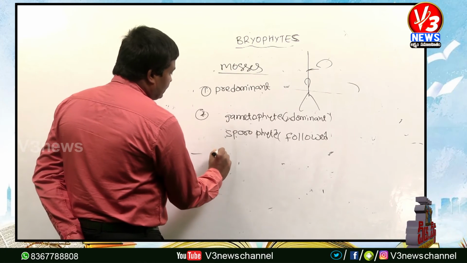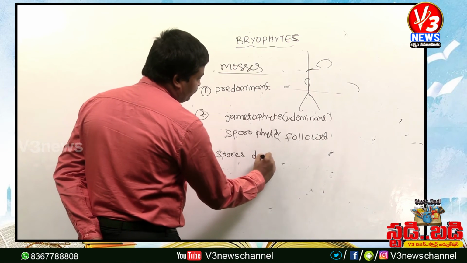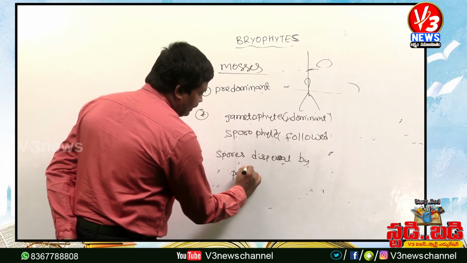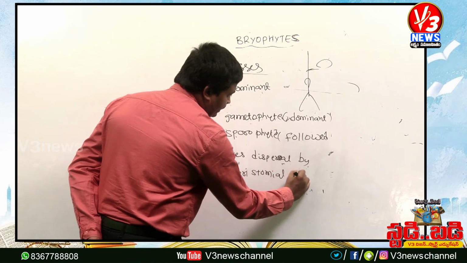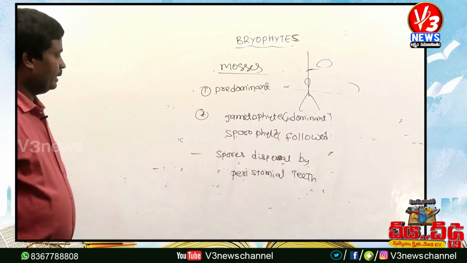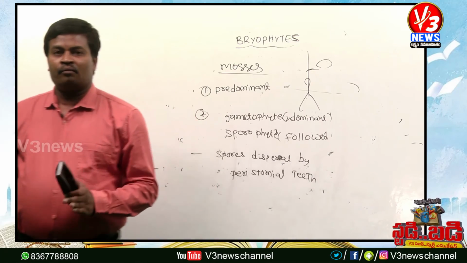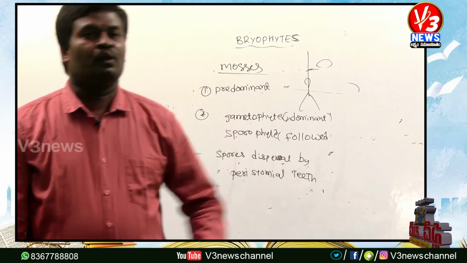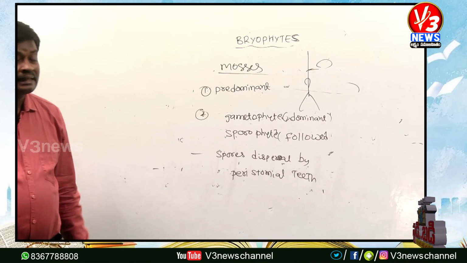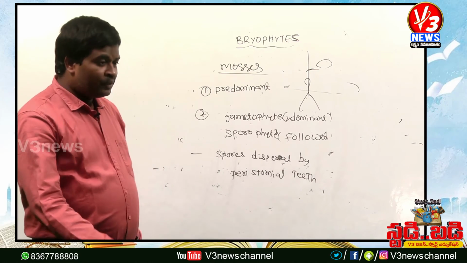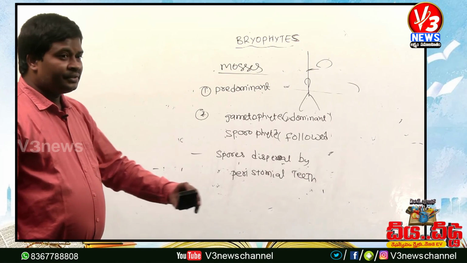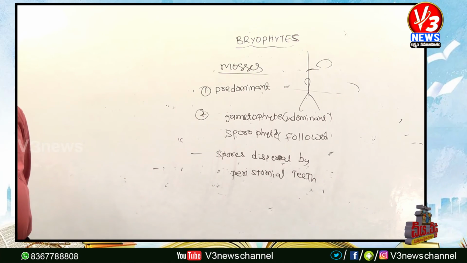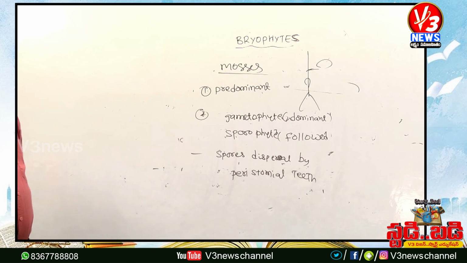Then in mosses, spores are dispersed by peristomial teeth. Comparatively, in liverworts spores are dispersed by elaters. In hornworts, spores are dispersed by pseudoelaters. In mosses, spores are dispersed by peristomial teeth. So these are the important differences between the liverworts and mosses. Can you say examples of the liverworts? Liverworts example: Marchantia. Hornworts example: Anthoceros.